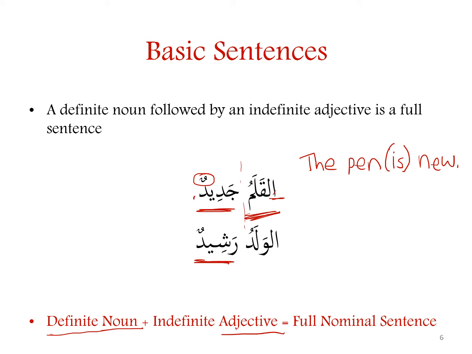Al-waladu. So al-waladu is definite, it's ma'rifah because of the alif lam and no tanween. Al-waladu means the boy. We have the "is" coming there in the middle. Rashidun means righteous. The boy is righteous, full stop. And the sifa, so the adjective which is describing the noun here, needs to be indefinite for it to be a full sentence.